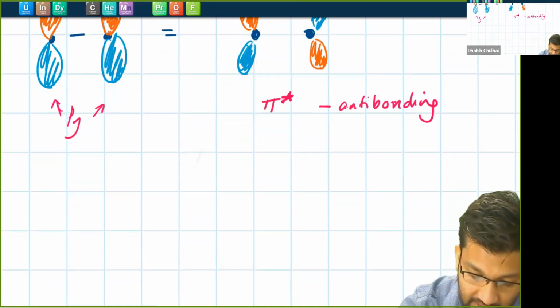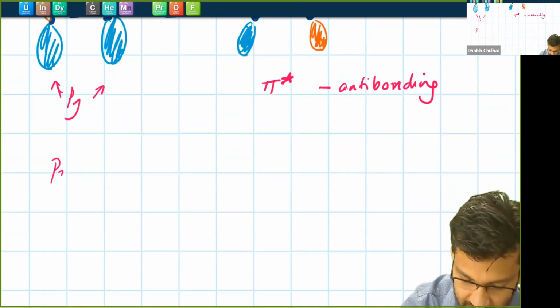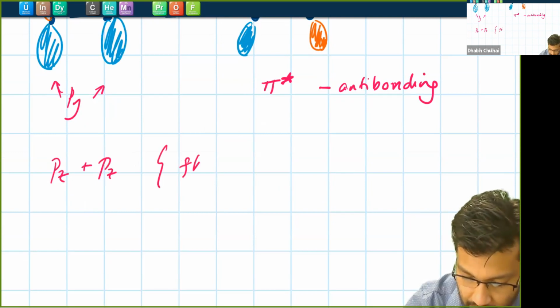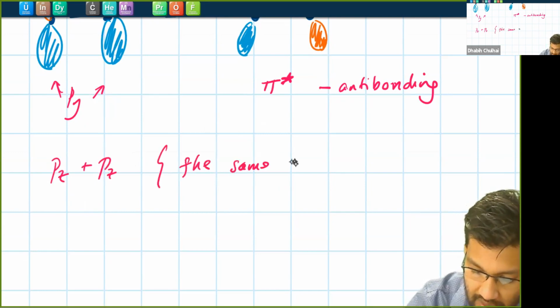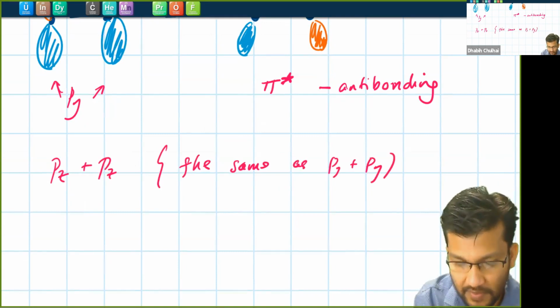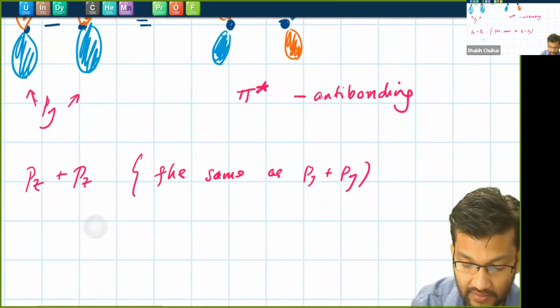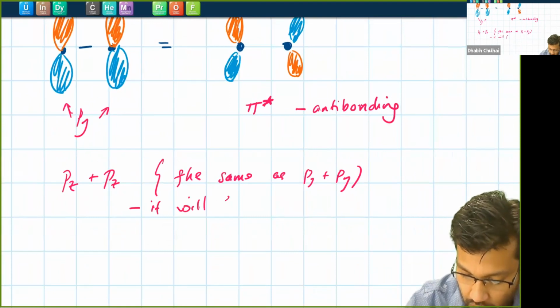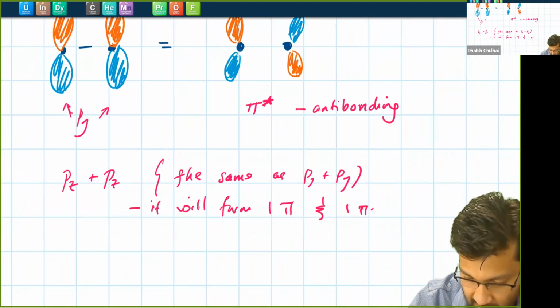A very similar thing, the pz plus pz orbitals are basically the same as py plus py, right? You can imagine it. Remember, the pz just runs in and out of the page, and so you can imagine it doing the same thing. It will form one pi and one pi star orbital.